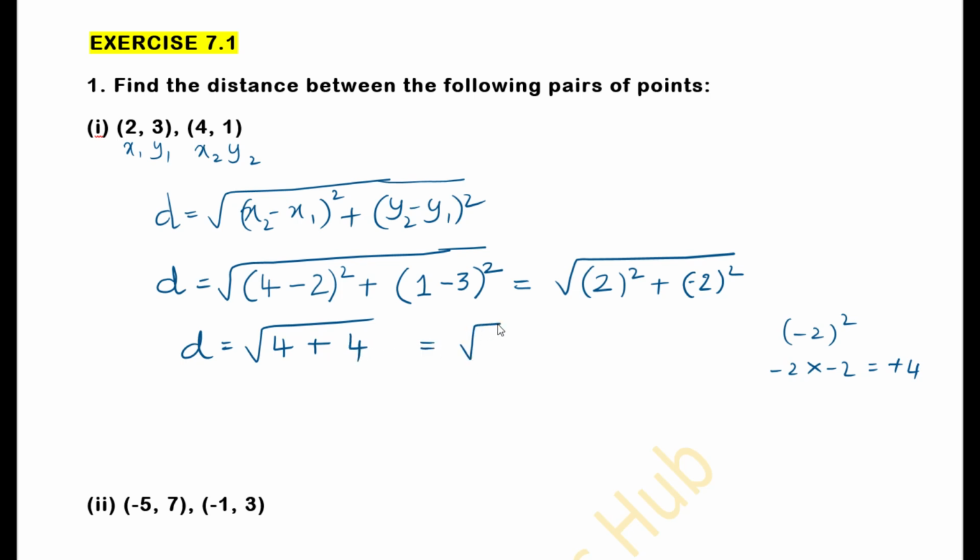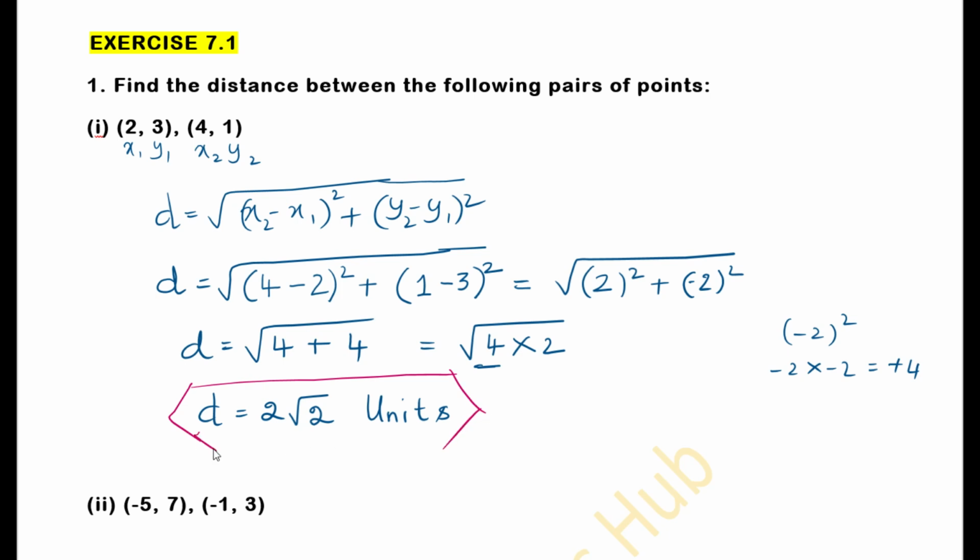Now, I'll write 4 plus 4 as 8, and 8 can be written as 4 times 2. Now, what is square root of 4? Square root of 4 is 2. Root 2 will be written as it is. Therefore, d equals 2 root 2 units. The distance between the points 2, 3 and 4, 1 is 2 root 2 units.